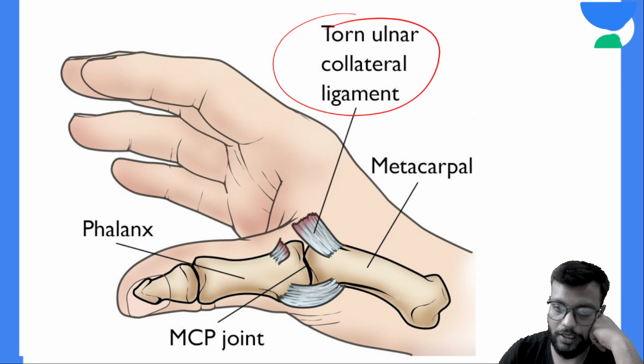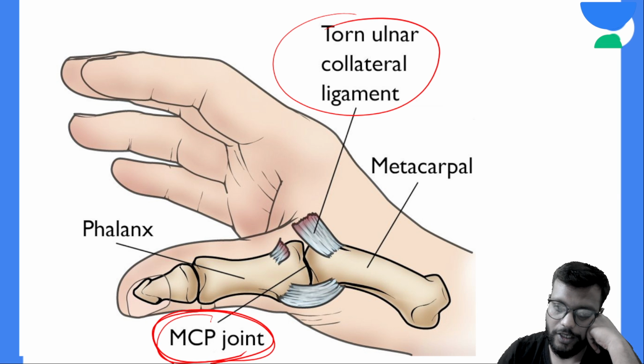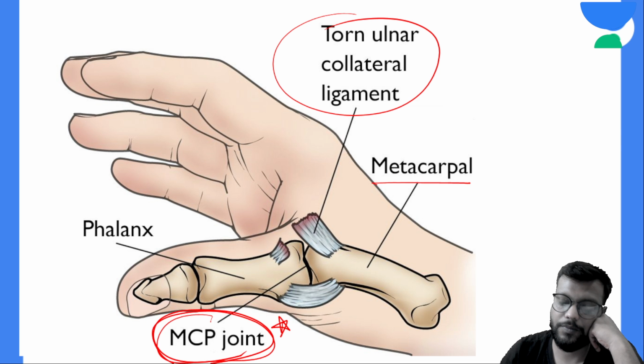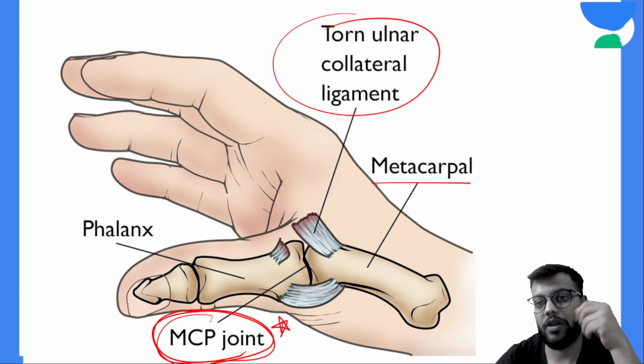Torn ulnar collateral ligament here at the metacarpophalangeal joint. Okay, so it happens at the metacarpophalangeal joint, and this is your metacarpal. Okay, so the base of the proximal phalanx here.